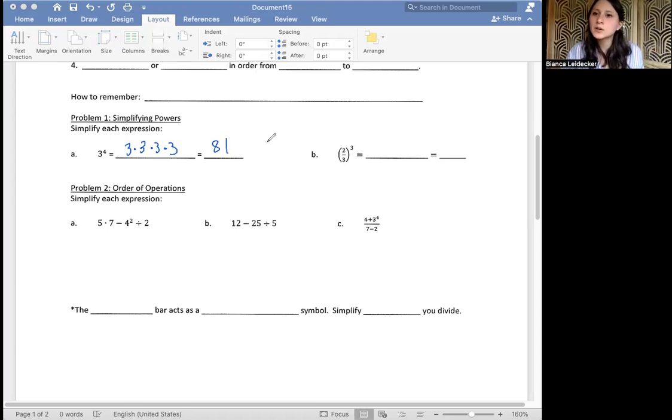There's a power button on your calculator that you can use. Hopefully you're not writing 3 times 3 times 3 times 3 multiple times. Use the power button. It's going to make your life easier.